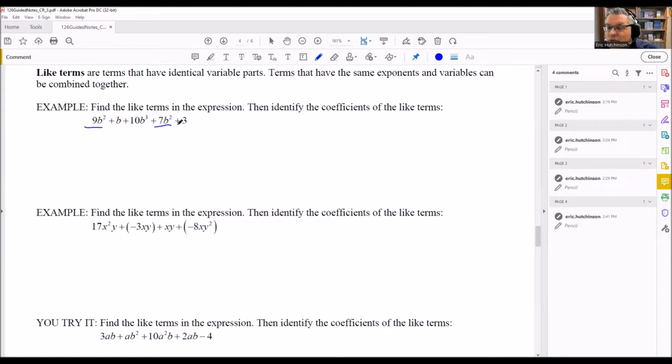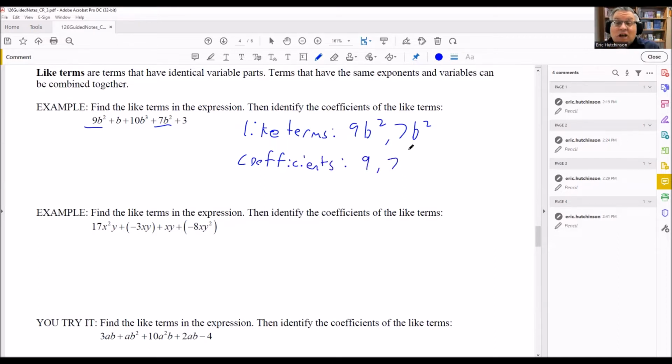So the only two like terms here would be 9b squared and 7b squared. So those are the like terms. And the coefficients of the like terms would be 9 and 7. Okay, so we're going to say that the like terms that we have here are going to be 9b squared and 7b squared. And then the coefficients of the like terms will be 9 and 7. Okay, so that would be identifying those.